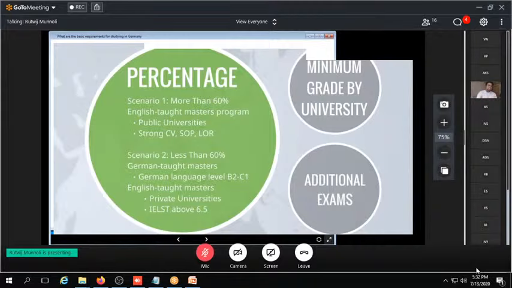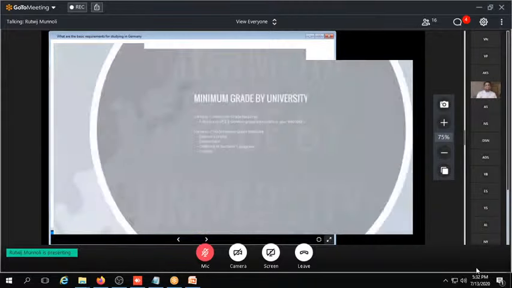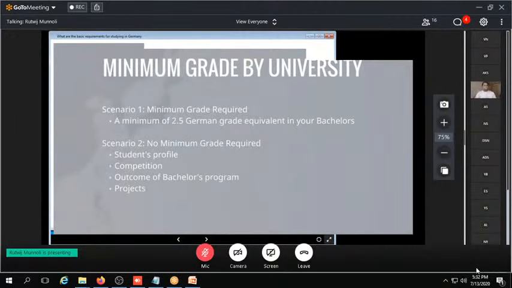Okay. So now let's take a look at the minimum grades by university. Germany uses a 5-point grading system in which grades vary from 1, meaning excellent, to 5, meaning insufficient or failed. Most German universities divide students on the basis of a German grade benchmark only. So again, here are two questions. What is the minimum grade required for a student who is going to apply for the university? On the admission requirement page of some universities, you will see a minimum of a 2.5 German grade equivalent in your bachelor's.